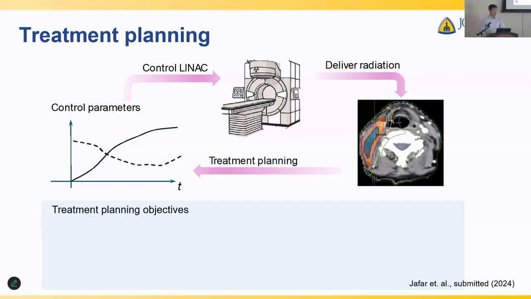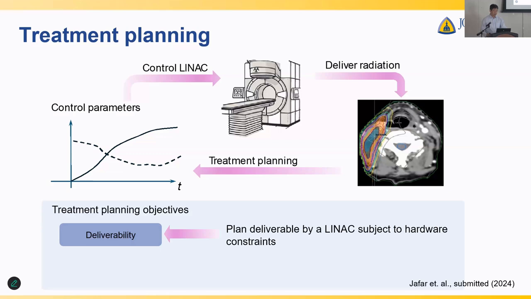So with that, there are two objectives as we develop a treatment plan. The first one is deliverability. That means whatever plan we come up with has to be executable, has to be deliverable by the LINAC. Otherwise, no matter how good the dose looks on paper, it cannot be used in the clinic because it's not achievable. Because of that, the plan has to meet certain linear accelerator hardware constraints.